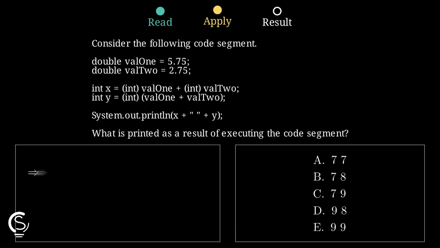Next, find y by adding the doubles before casting. Adding 5.75 and 2.75 gives 8.5, which truncates to exactly 8.